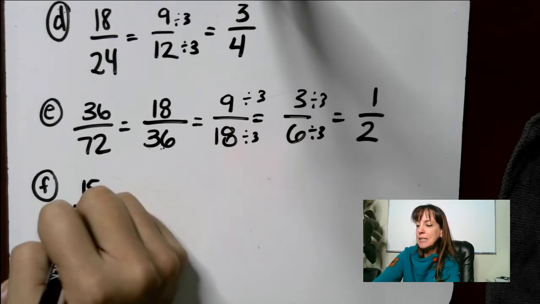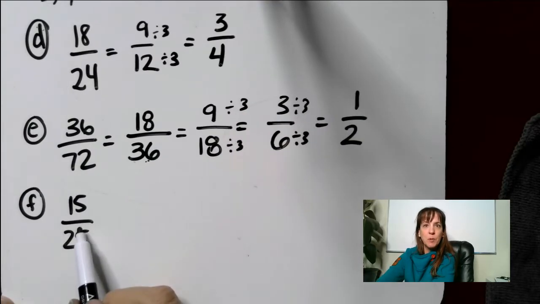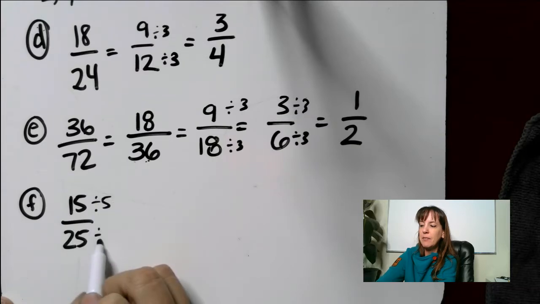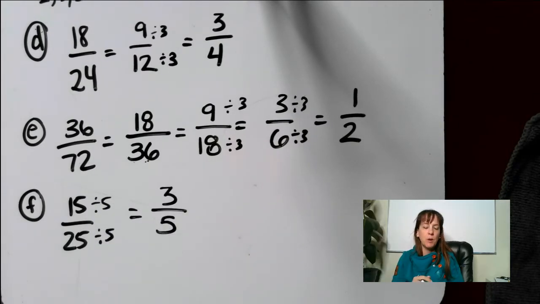15 over 25. Again, 2, 3, or 5. 5, because these both end in 5. So let's divide by 5, divide by 5. I get 3 over 5. Can't reduce that any further, so I'm good to go.